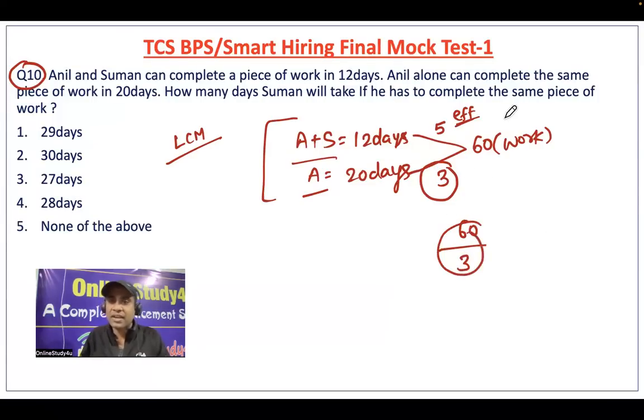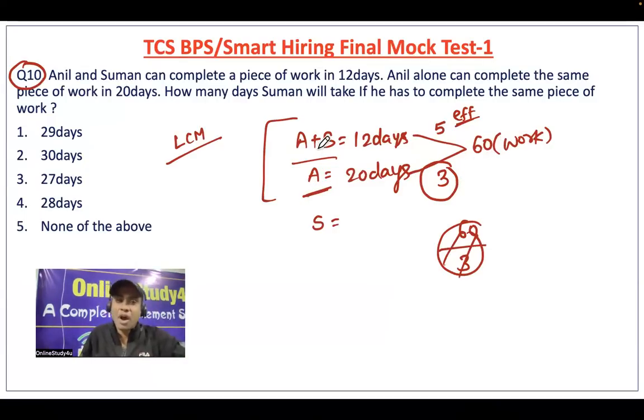But in the question, what they are asking is how many days Suman will take. So basically, we need to find the efficiency of Suman. See, Anil plus Suman efficiency is 5, that means Anil plus Suman can do 5 work in a day. Anil efficiency is 3, means Anil can do 3 work in a day. So for doing 60 work, Anil will take 20 days.